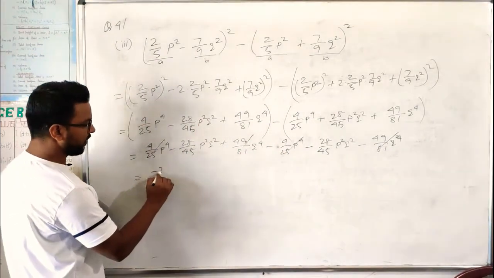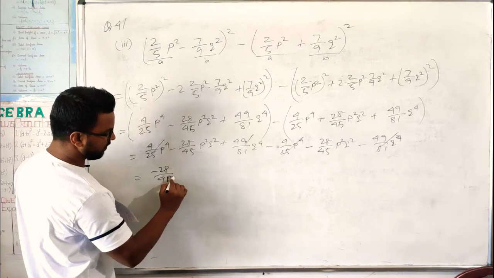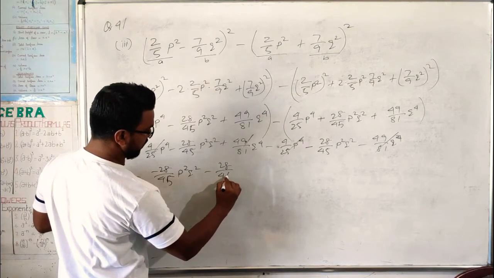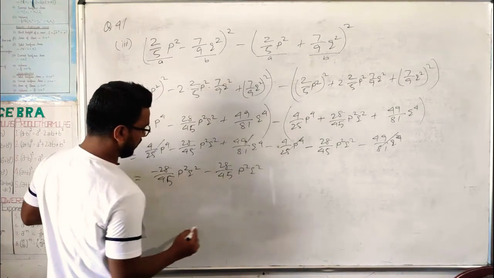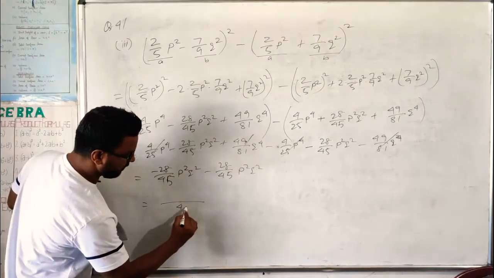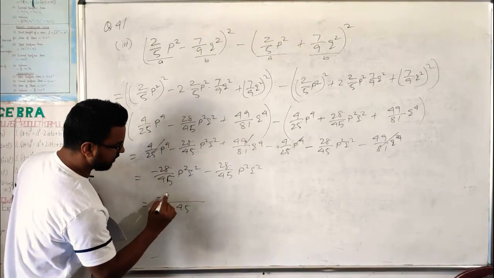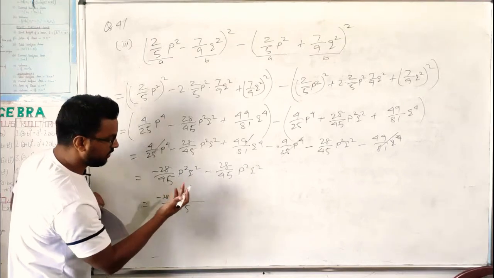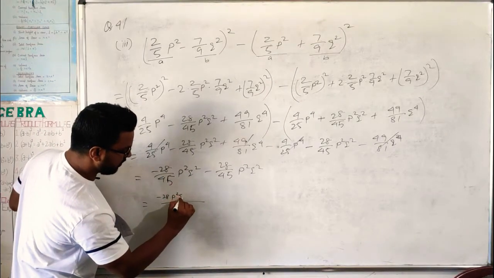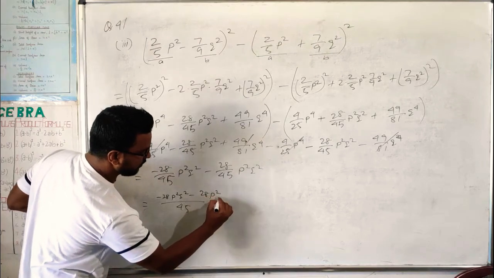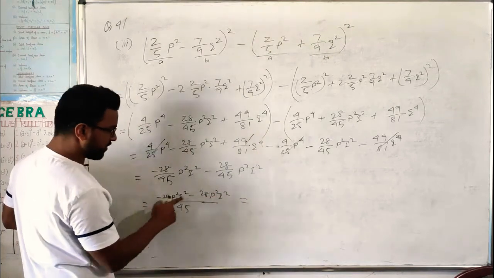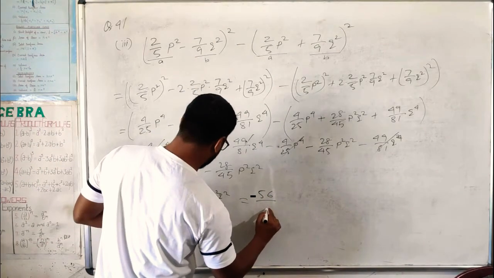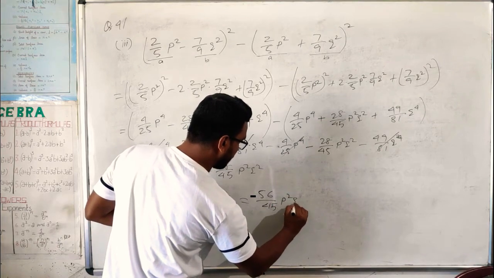What is left? Minus 28 by 45 p square q square minus 28 by 45 p square q square. So if you take the LCM, it will be 45 and in the numerator it is minus 28. If the denominators are the same, then what do we do? We just add or subtract the numerators. So this will be minus 28 p square q square minus 28 p square q square. So if you add both, minus minus, it will be plus. 28 plus 28 is 56. So 56 by 45 p square q square.